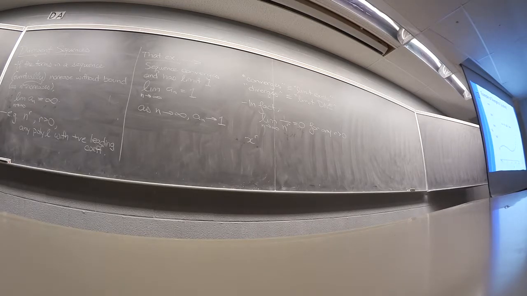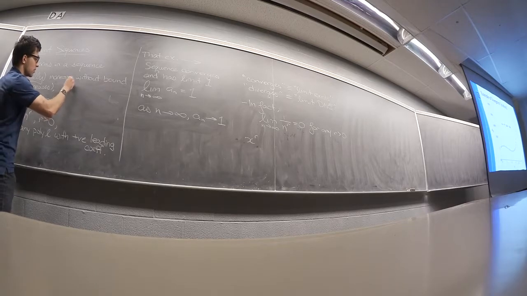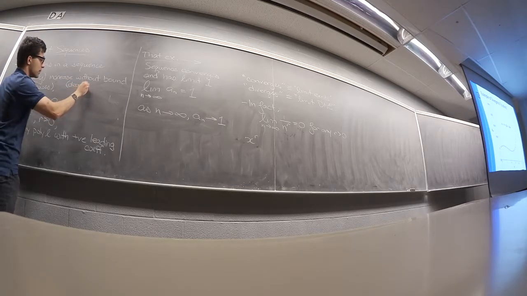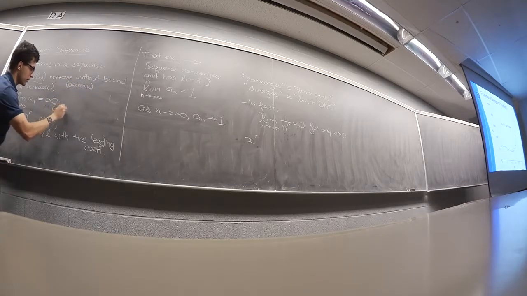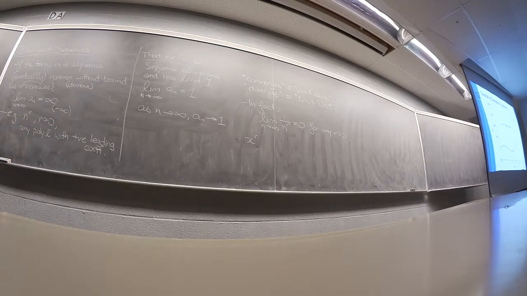If the terms in a sequence eventually decrease without bound as n increases, we write the limit equals minus infinity. So write that down. It says decrease, we write minus infinity. Does that make sense? If you want, I'll write the whole thing out again. We're good so far?